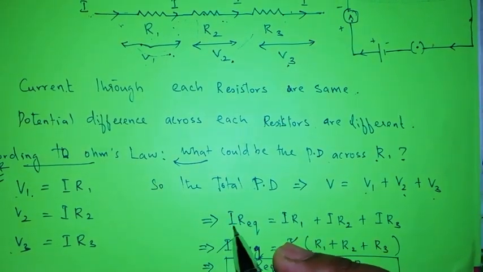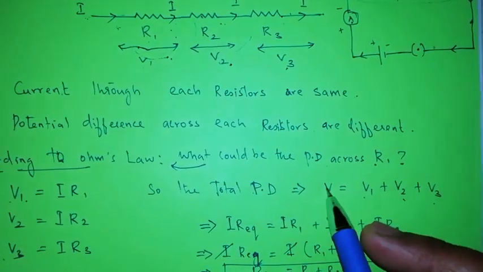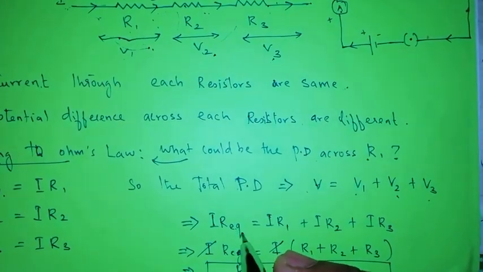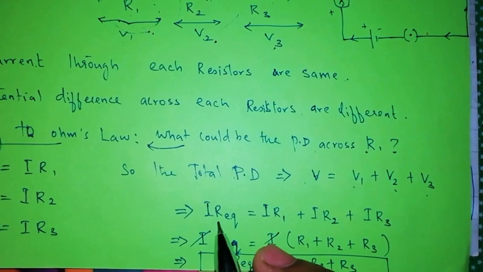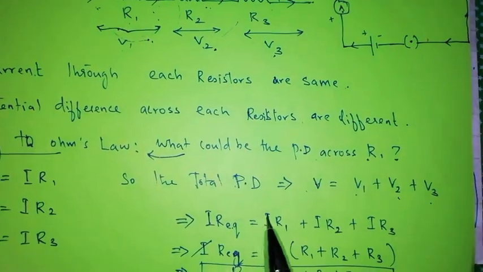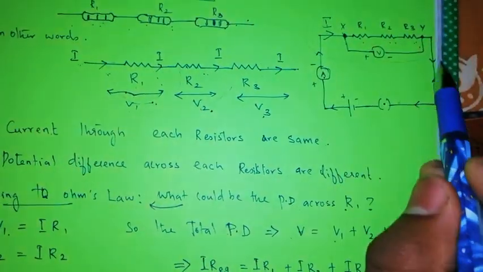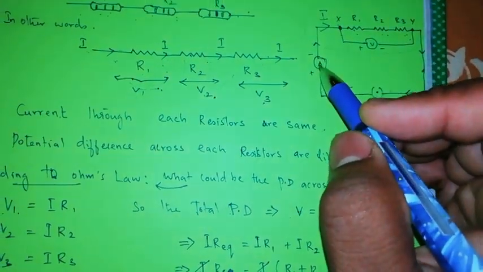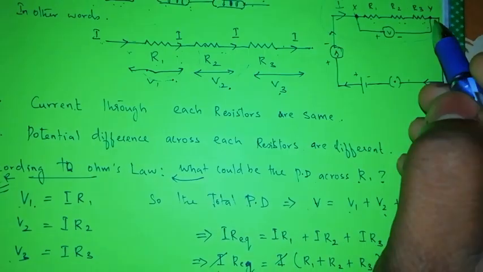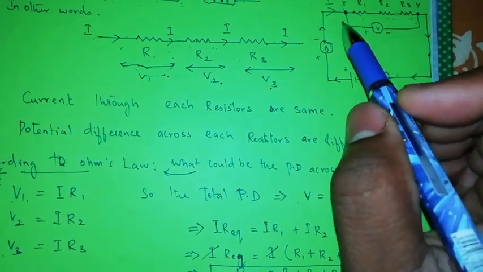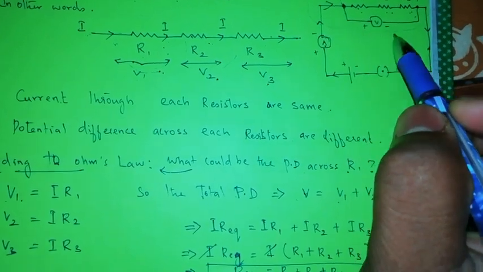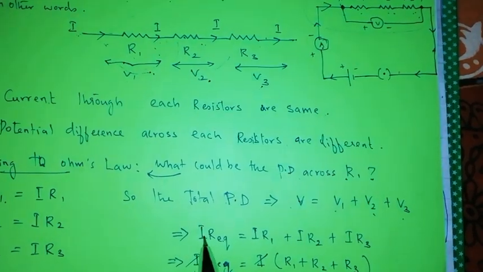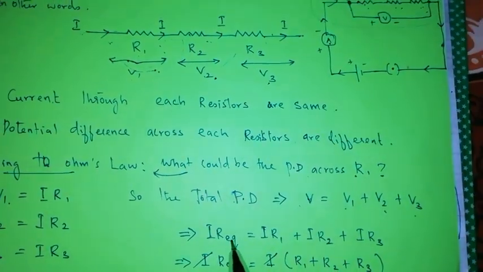So that means V is equal to what? V is equal to IR. So I am writing it as I R equivalent. What is this R equivalent? It is the equivalent resistance of the whole circuit. In other words, the same amount of current flows through, and you can see a different potential difference across R1, R2 and R3, and that is I R equivalent.